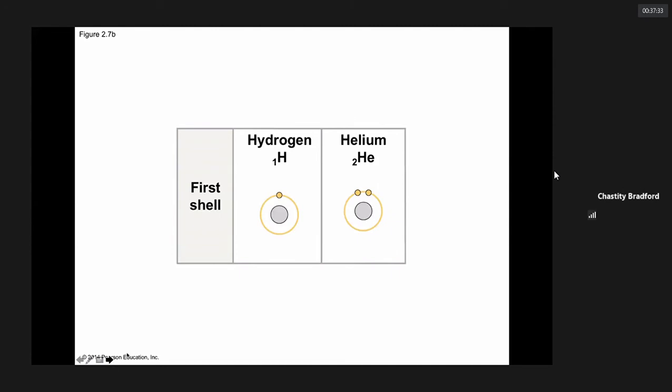So what is H here? The symbol for hydrogen. He is the symbol for helium. What are these down here? Electron distribution diagrams. Exactly. What are these? Electrons. What do electrons tell you? Chemical behavior. Yep.